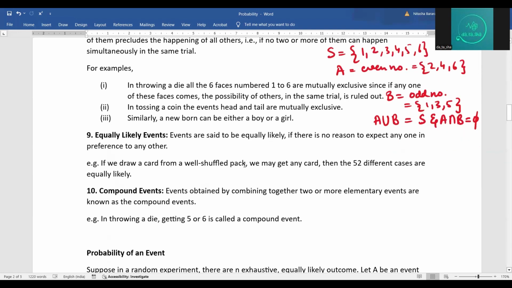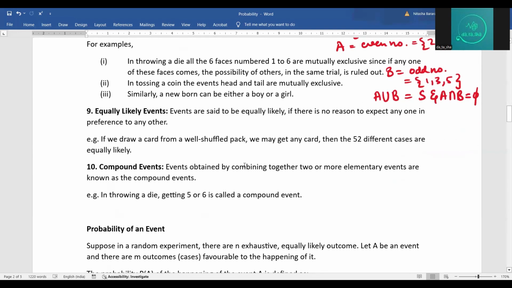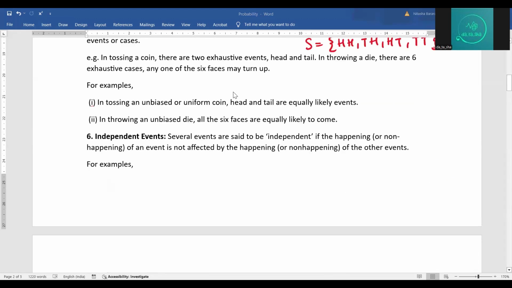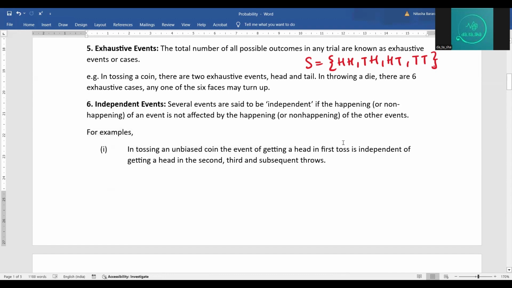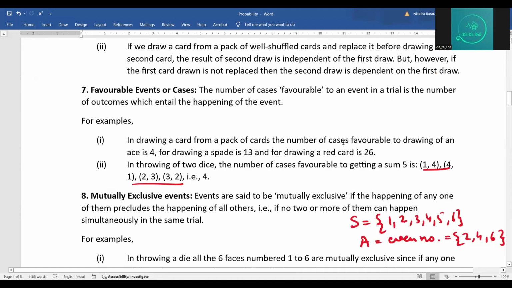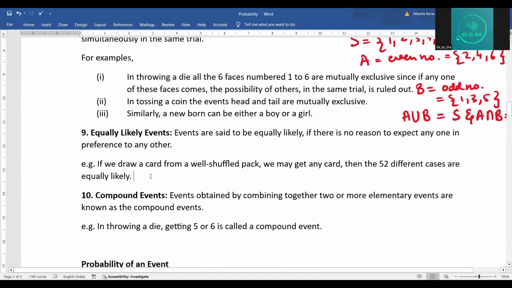Easy to understand. Now we come to the equally likely events. The events are said to be equally likely if every event has an equal chance. For example, I told you that the above, I have written these. These were the examples for the bottom one. So I'll just cut it and show it to you here. So you would be able to understand it much better.